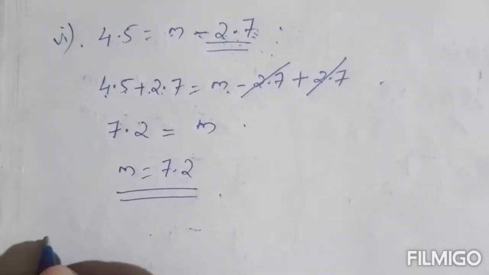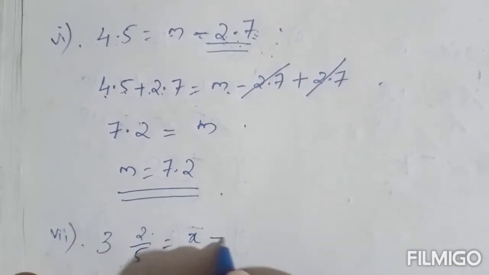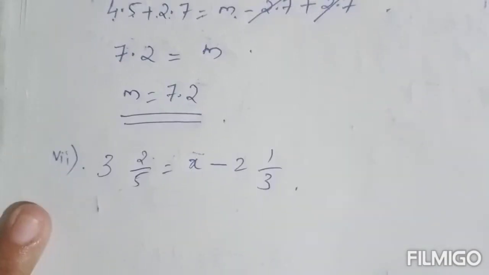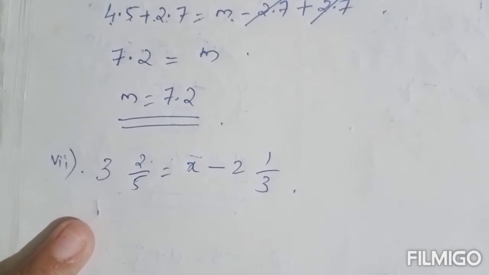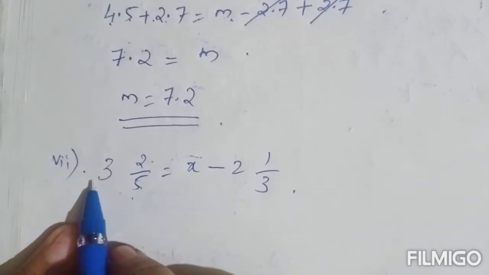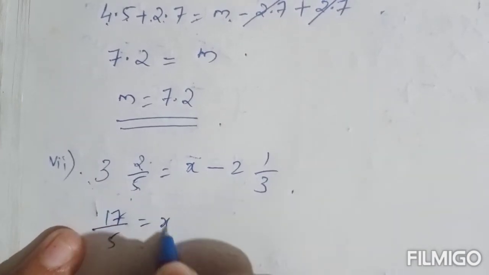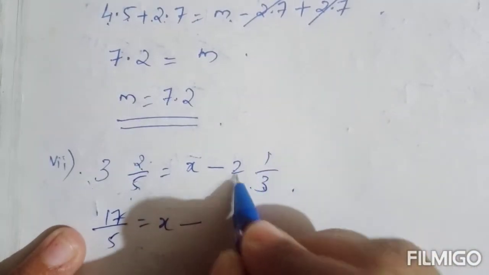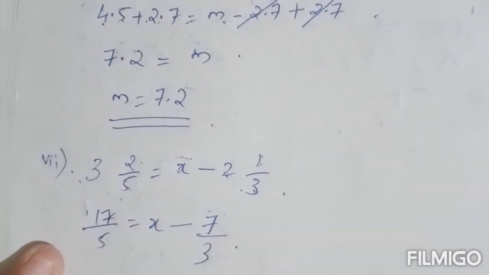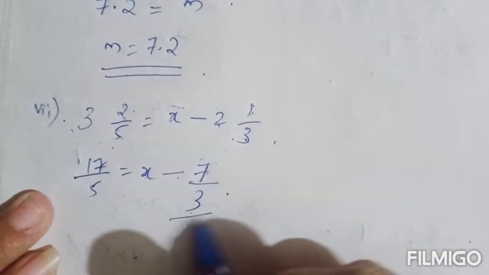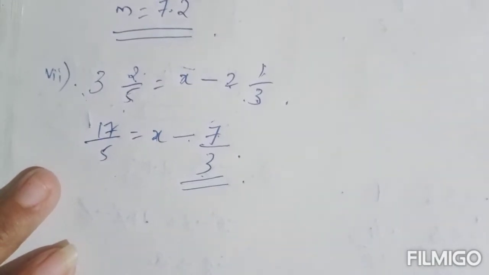Now 7th one, 3 2 by 5 equal to x minus 2 1 by 3. So here mixed fraction is coming, you can convert that to improper fraction. 3 2 by 5, 5 into 3 15, 15 plus 2 17 by 5 equal to x minus 2 1 by 3. 3 into 2 6, 6 plus 1 7 by 3. So here x minus 7 by 3 is coming. So what to do? You can add 7 by 3 on both sides of the equation.